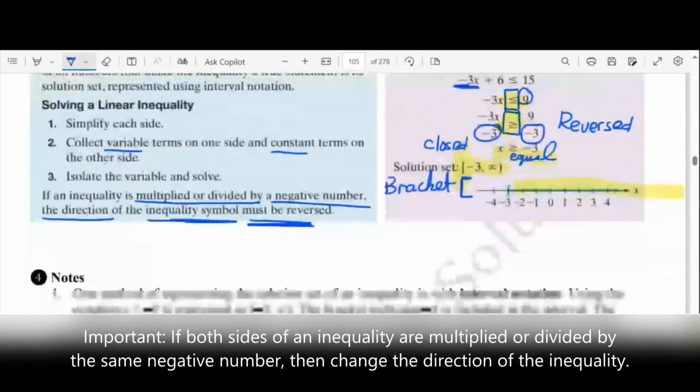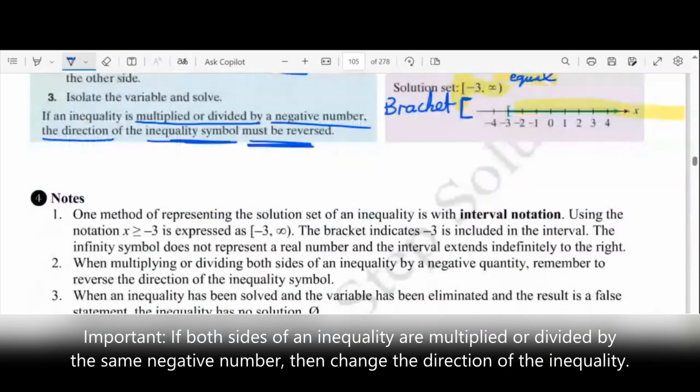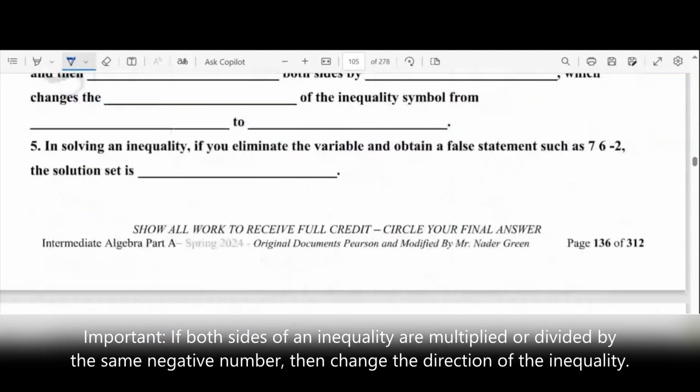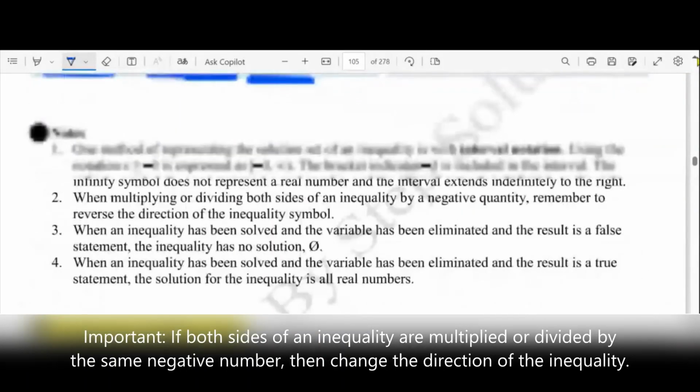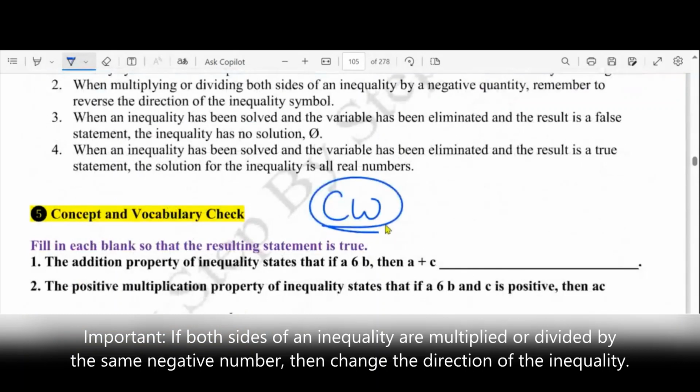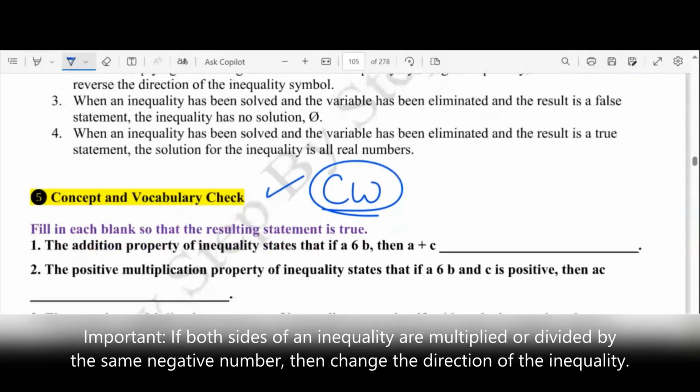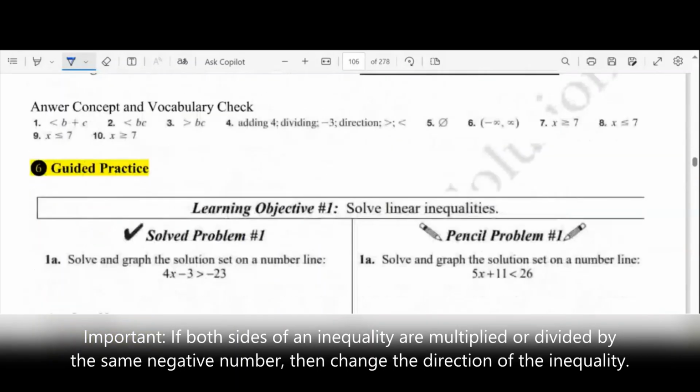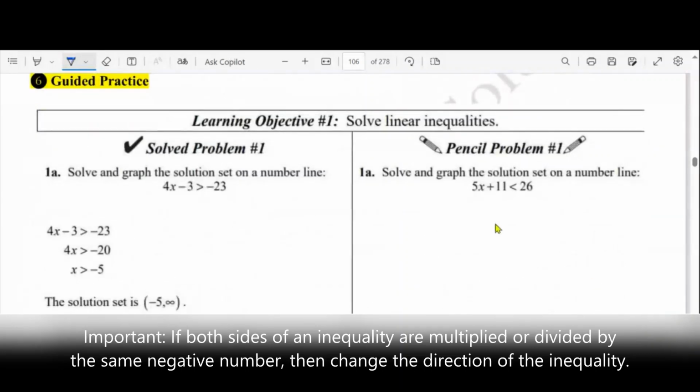All right, let's move on. Now we just did the summary. Now this is classwork. From the vocabulary that you inserted on the top, you do the classwork. Okay. Now let's go for guided practice. I need someone to read. Khalid, read. Solve and graph the solution set of 5x plus 11 is smaller than 26.